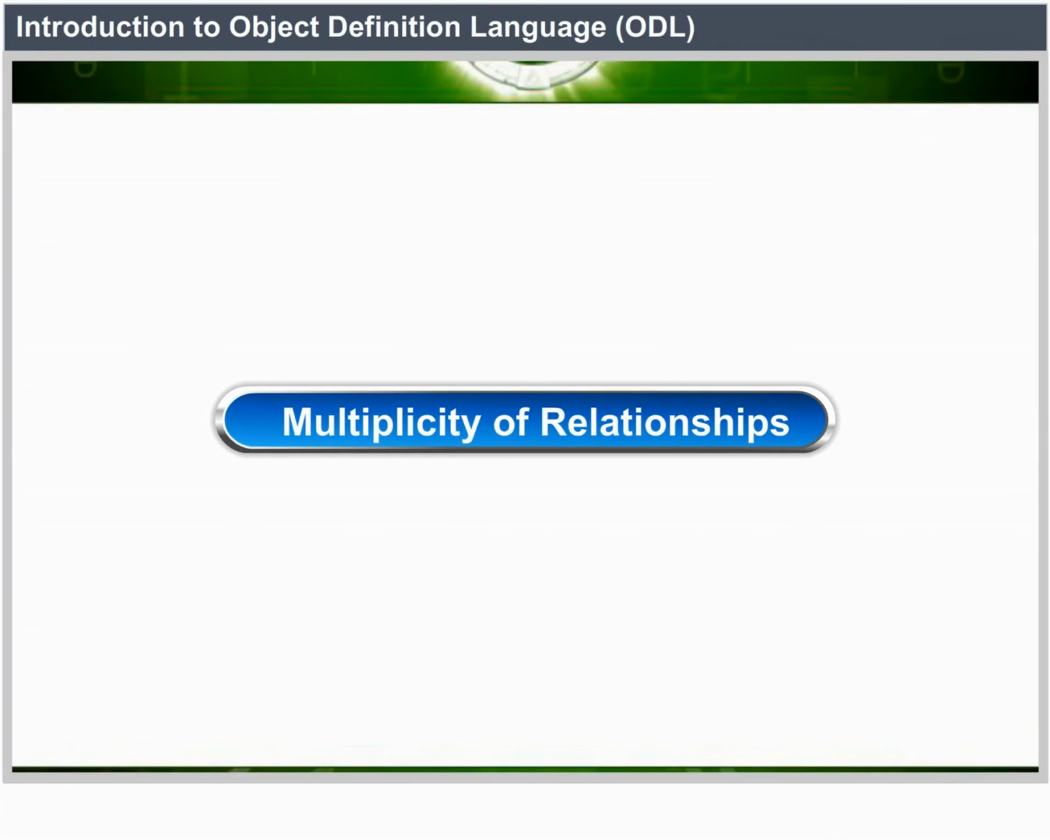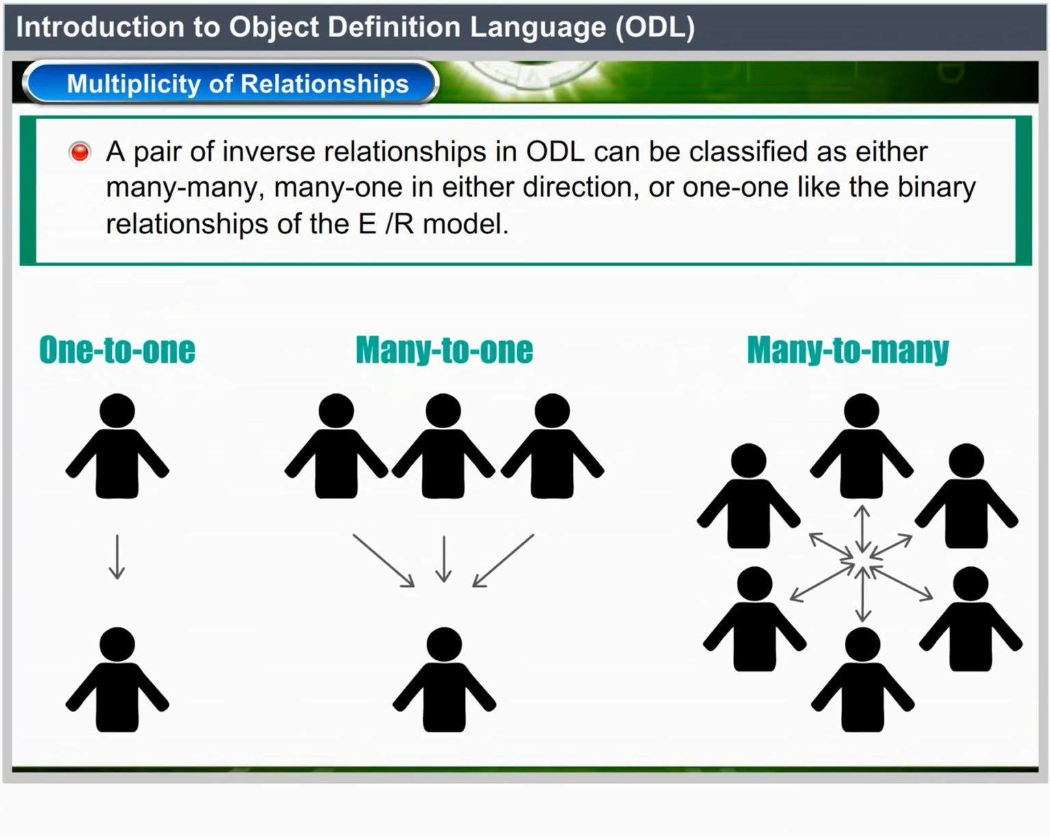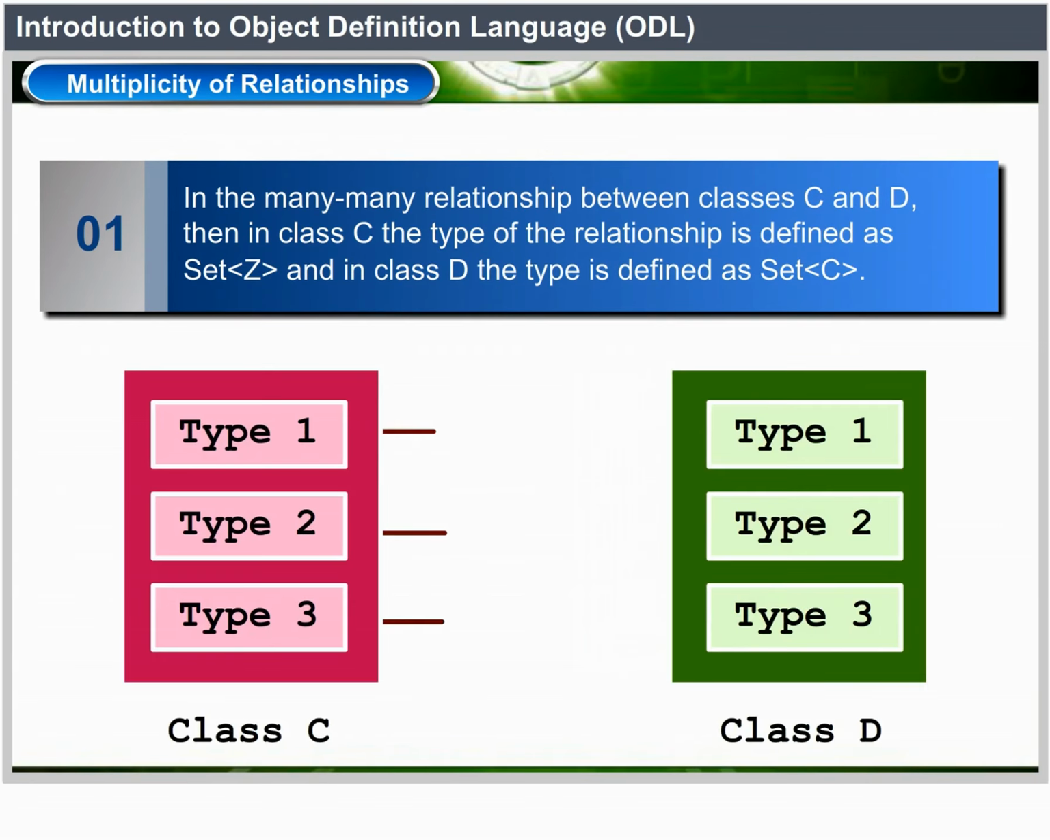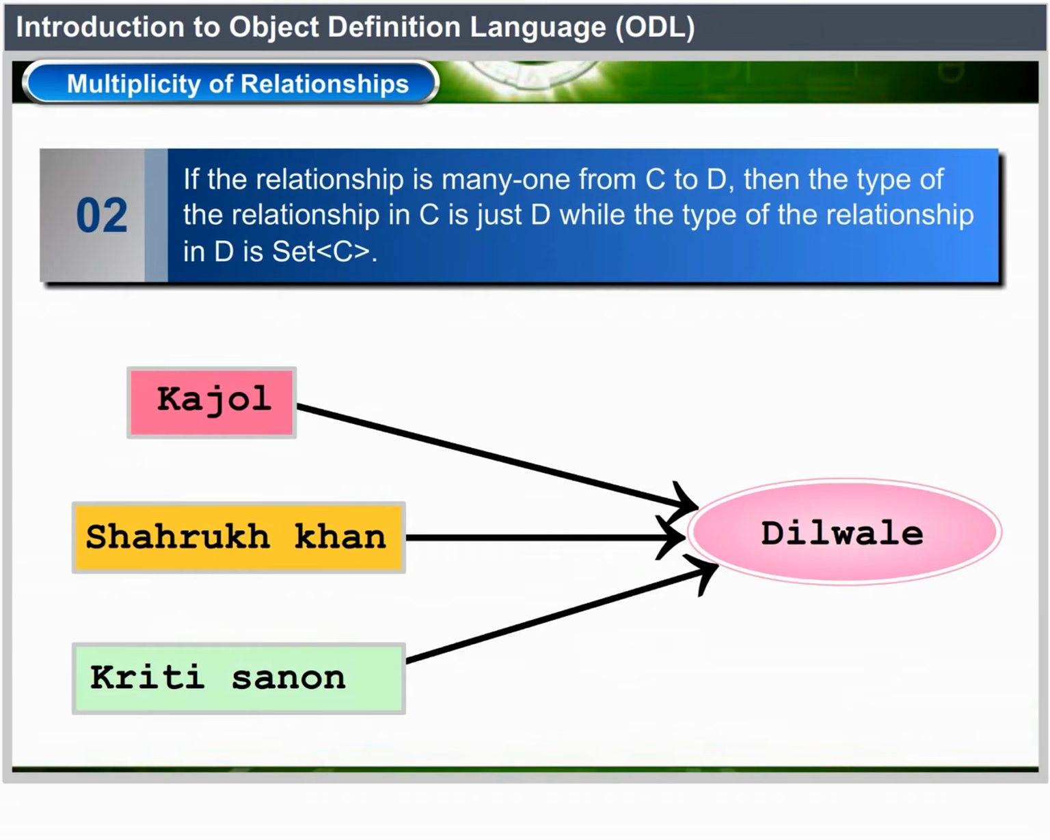Multiplicity of relationships. Like the binary relationships of the E/R model, a pair of inverse relationships in ODL can be classified as either many to many, many to one in either direction, or one to one. If we have a many to many relationship between class C and D, then in class C the type of the relationship is set D, and in class D the type is set C. If the relationship is many to one from C to D, then the type of relationship in C is just D, while the type of the relationship in D is set C.